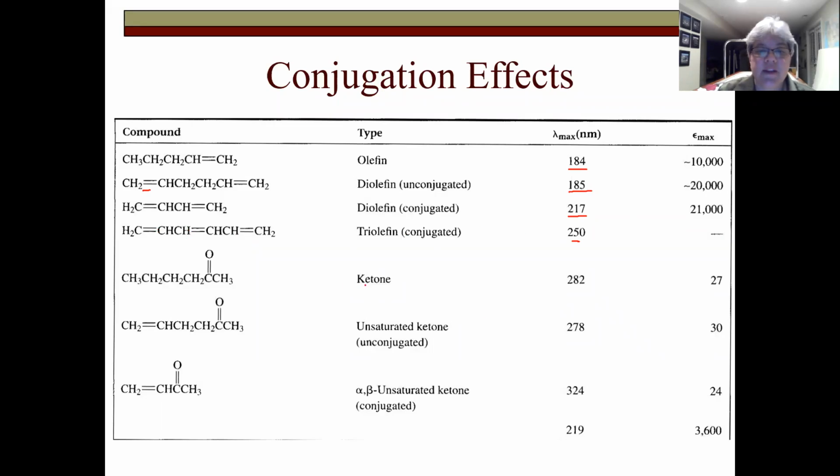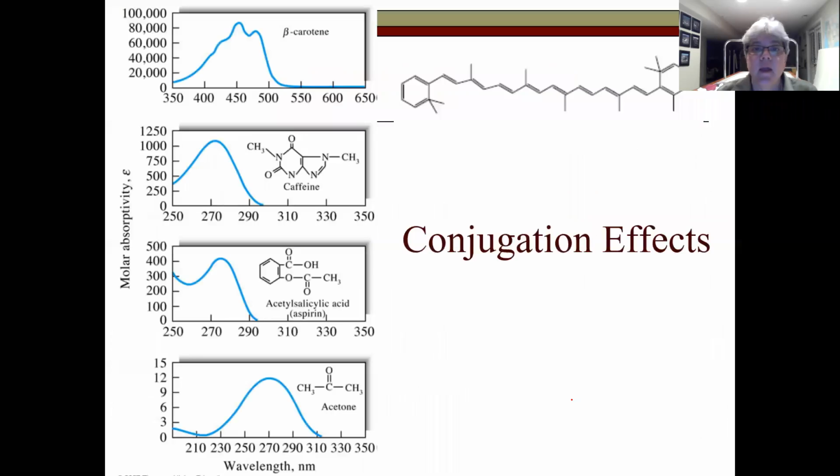Another example, here's a ketone. Here's its pi to pi star transition. And then here's unconjugated. Now conjugated. So again, notice this redshifts. Okay, another example. Here are 3 molecules.